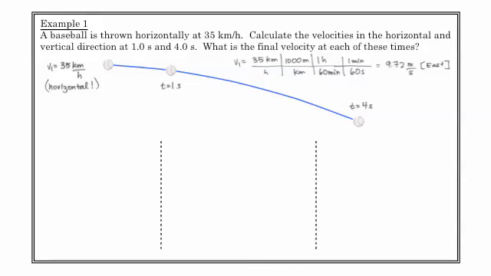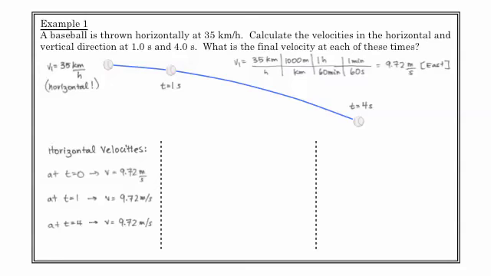So let's divide the remainder of this into 3 separate sections. Okay, so here's our 3 little separate sections. This is going to help us to organize our solution. And so let's look first at the horizontal velocities, because they're the easiest, because we know they don't change. At t equals 0, our horizontal velocity is 9.72 meters per second. At t equals 1, our horizontal velocity is 9.72 meters per second. At t equals 4, our velocity is 9.72 meters per second. So this is one of the important things about projectile motion, is that the horizontal velocity of the projectile never changes. It's always the same. And so there it is.